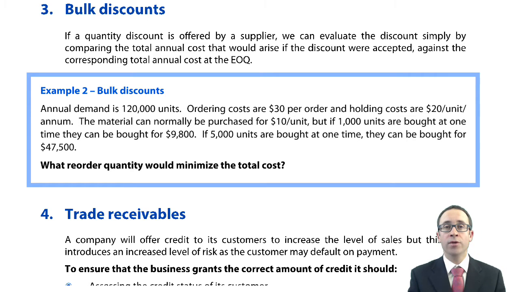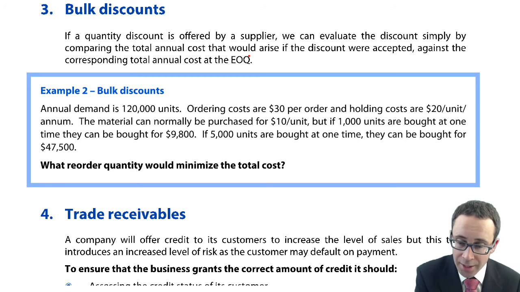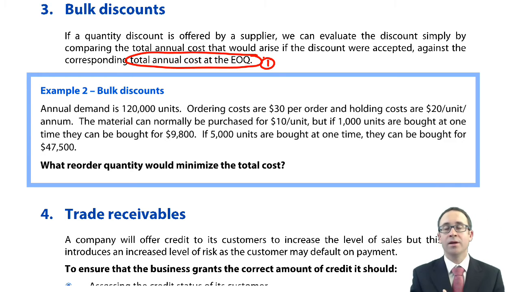So to see whether or not it is advantageous to take account of the bulk discount, we need to first of all work out the total annual cost based upon your economic order quantity. So trying to optimize the order based upon our holding costs and ordering costs and neglecting any bulk discount. How much does that cost us overall per annum?